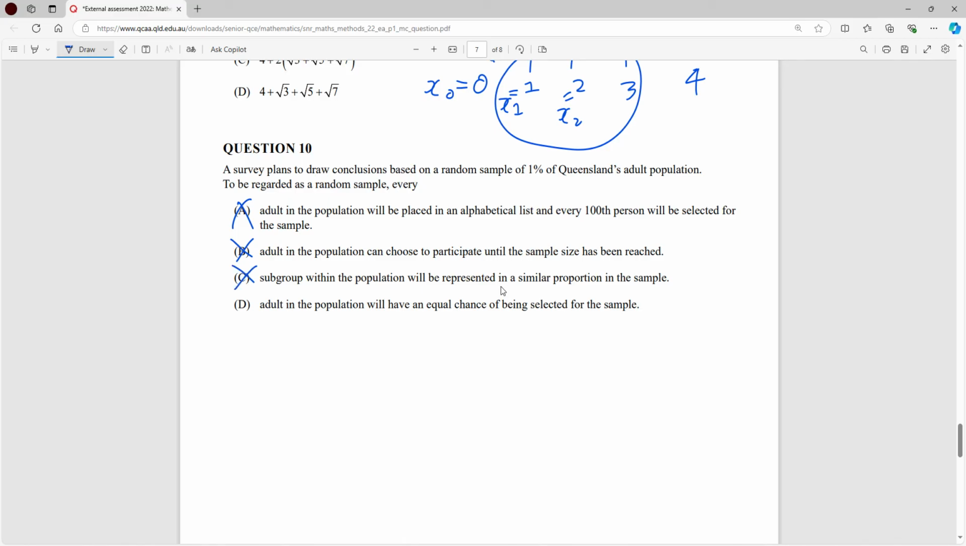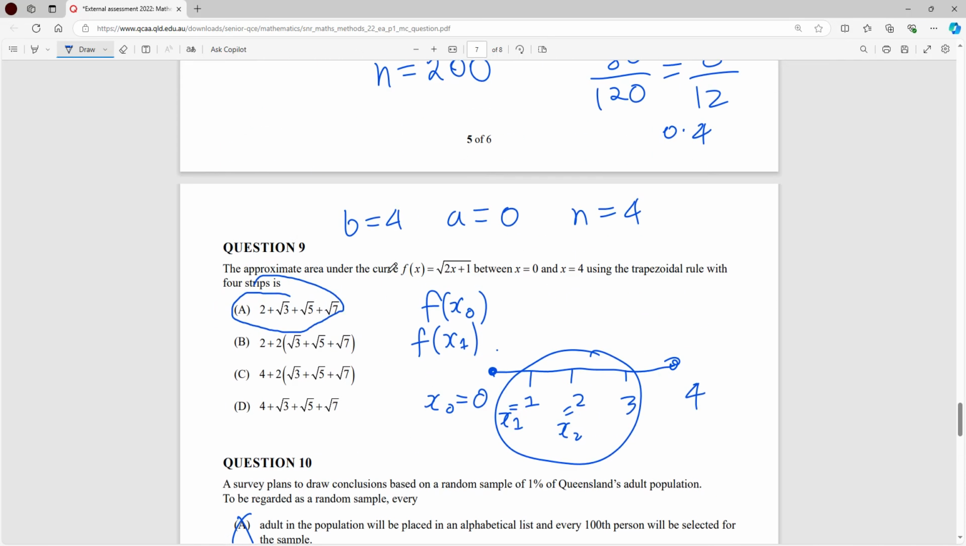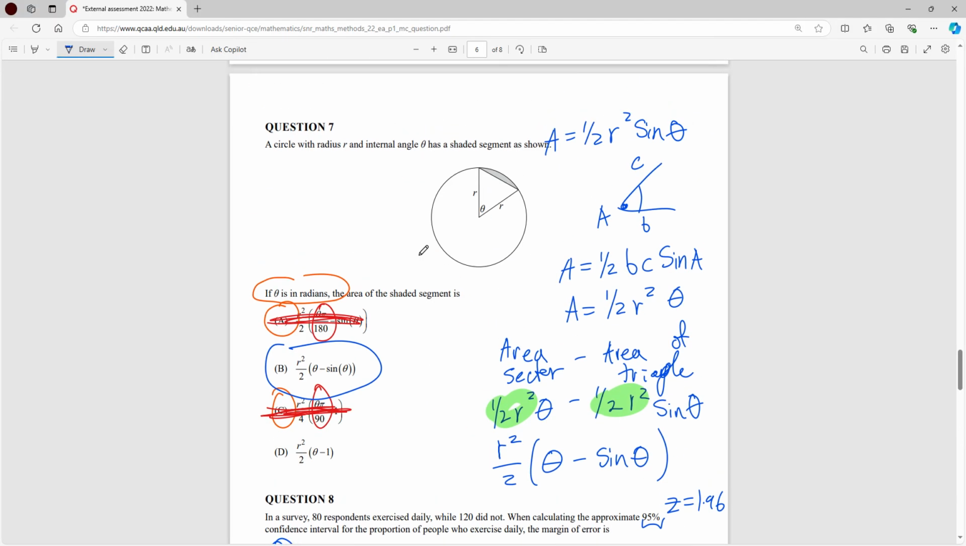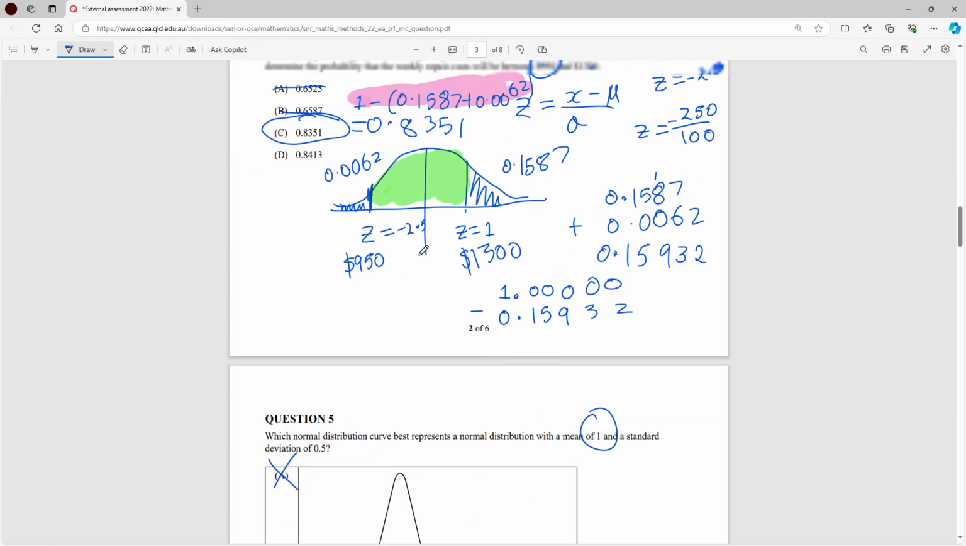Adults in the population will have an equal chance of being selected for a sample. That is a random sample. So D is the correct one. The rest of them are systematically chosen ones. They're not random, okay? Random is basically saying everyone has an equal chance of being selected regardless, okay? So there is no pattern to it, okay?